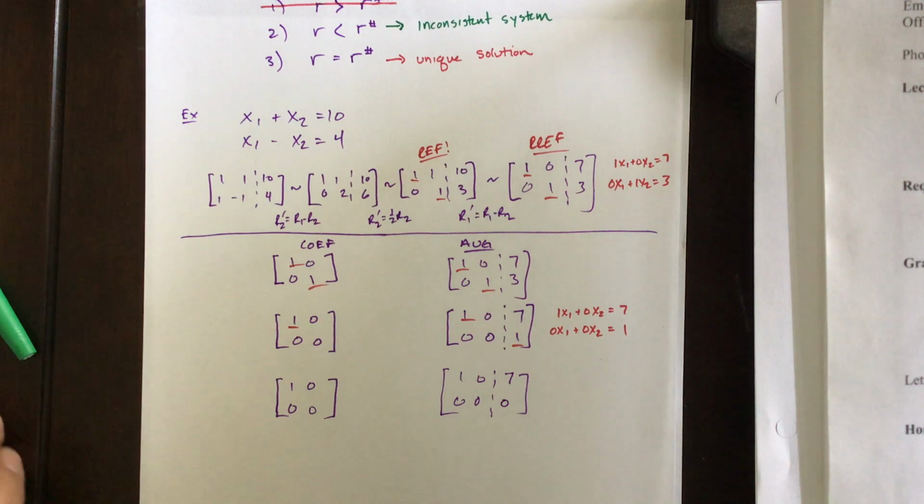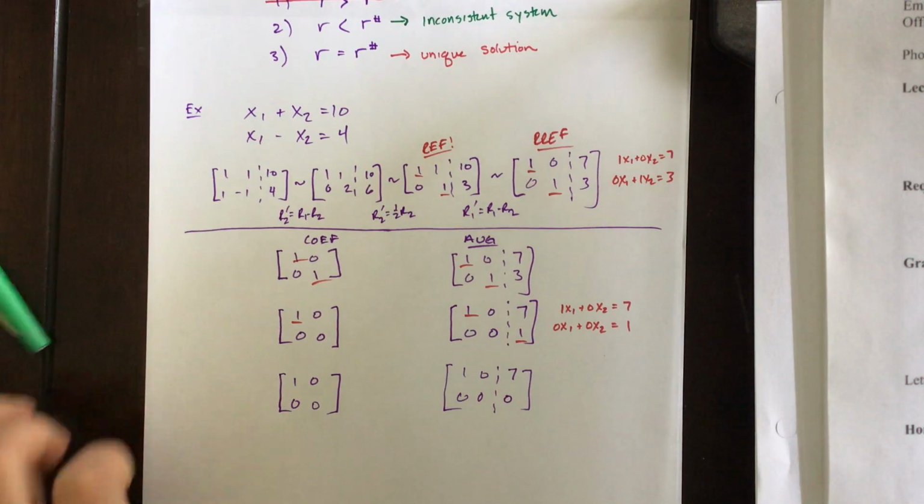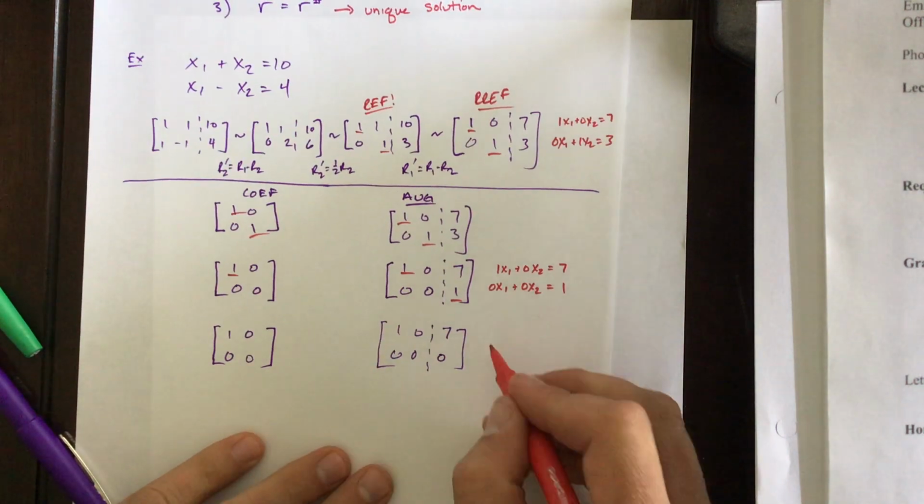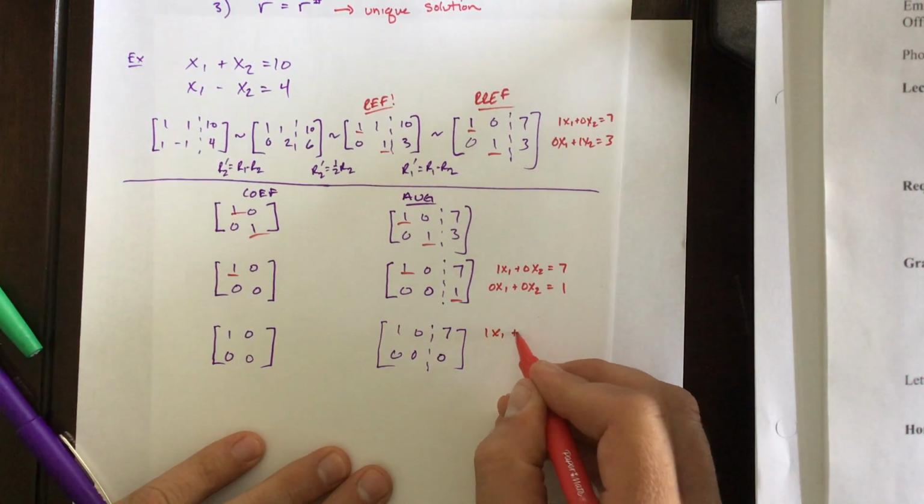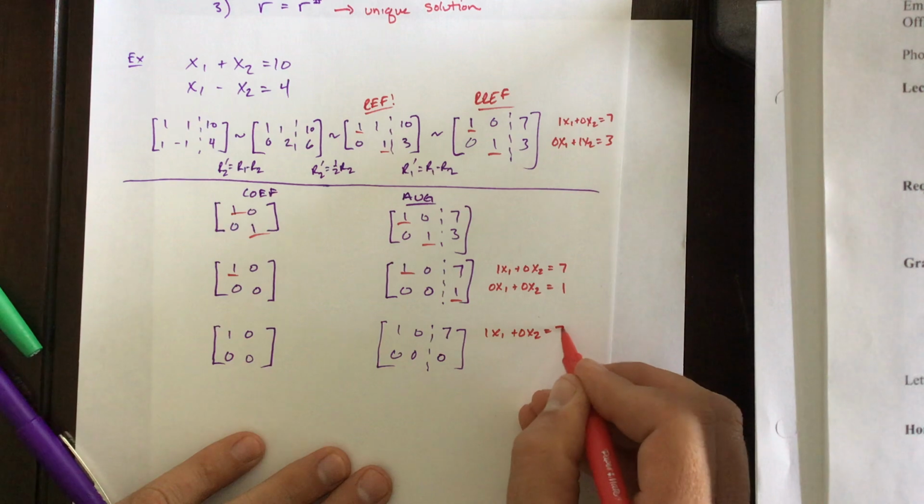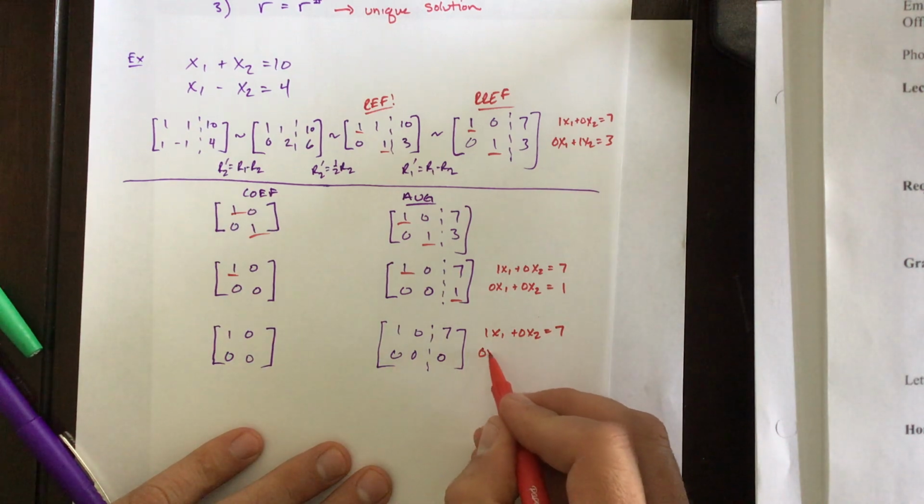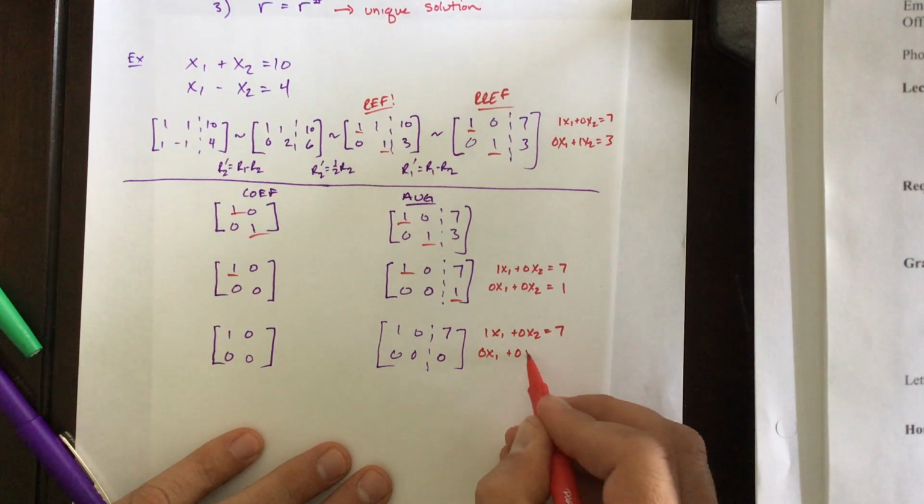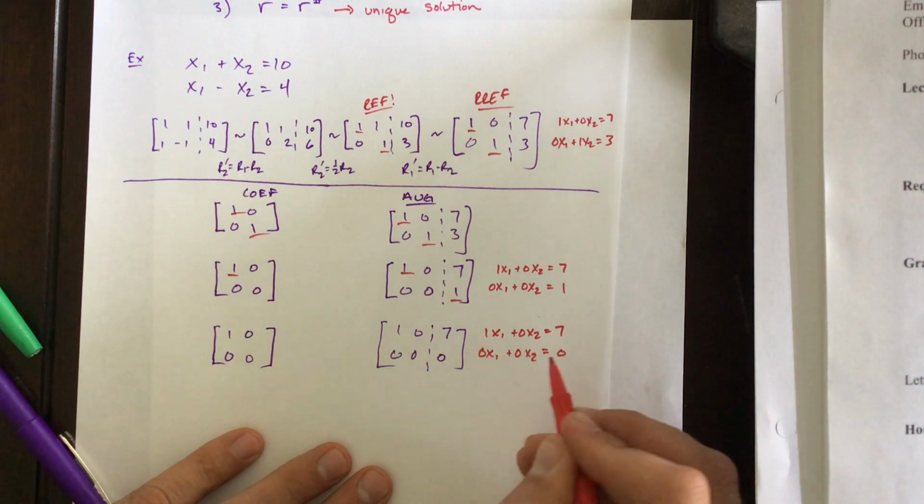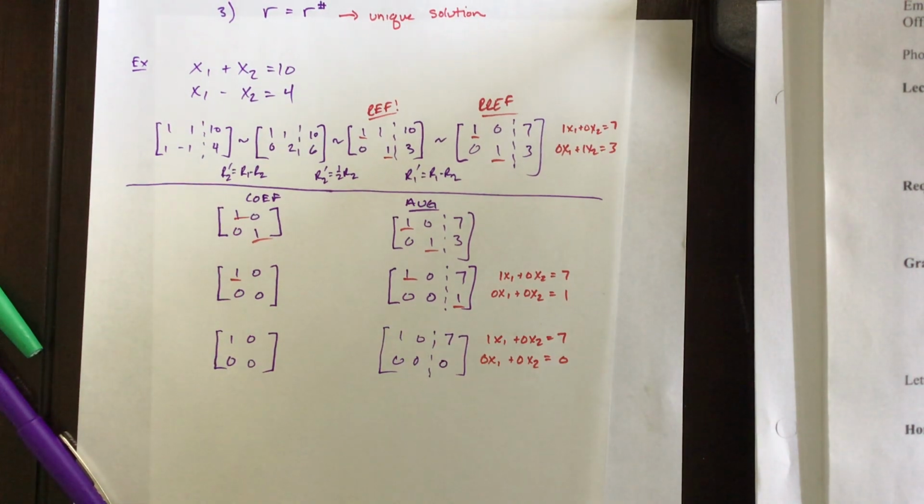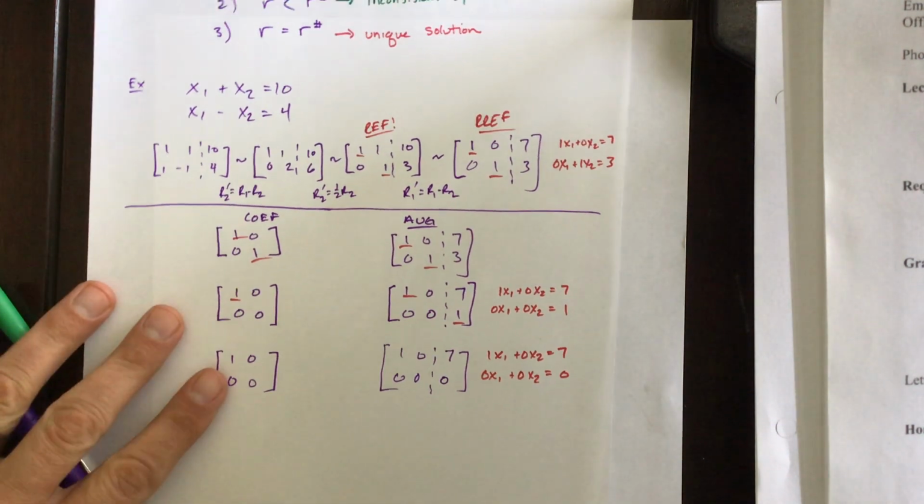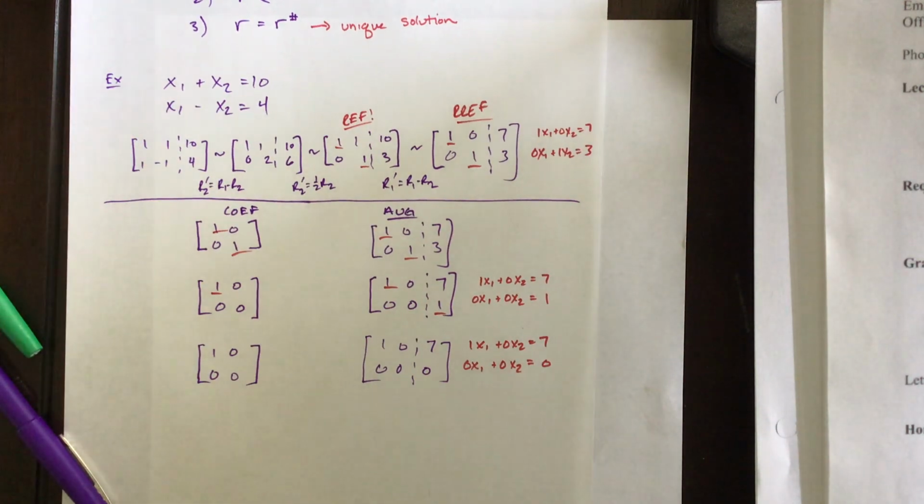So what does this system look like? I'll write it in red. We have 1x1 plus 0x2 is 7. That's fine. Then you have 0x1 plus 0x2 is equal to 0. Now, can you think of pairs of numbers that make that system of equations true?